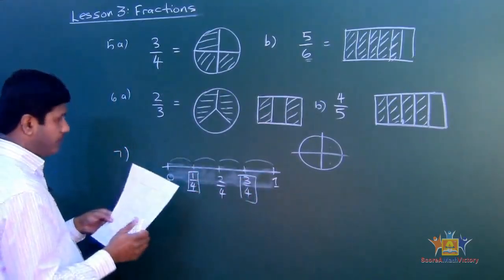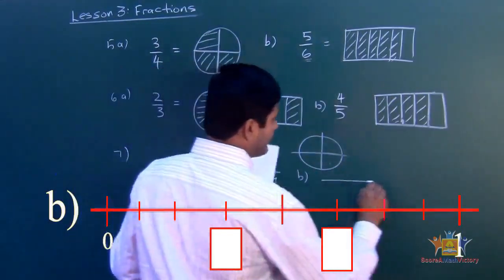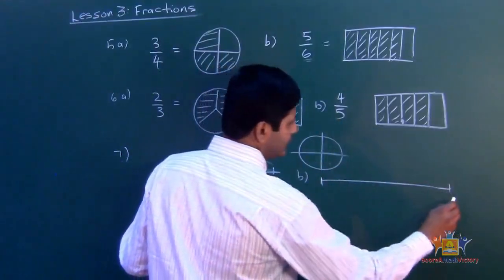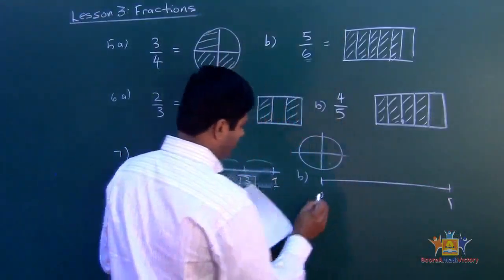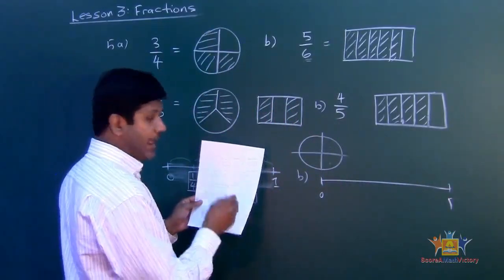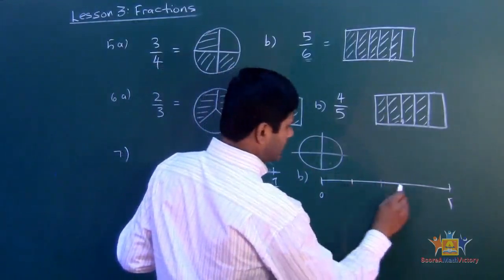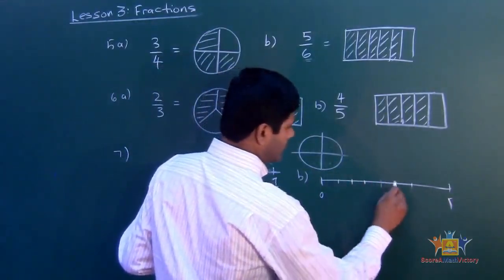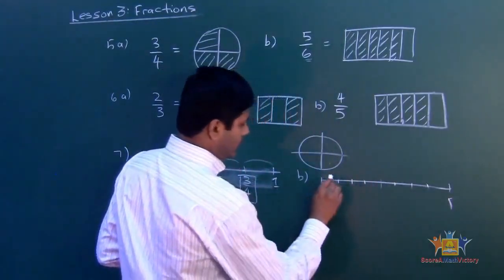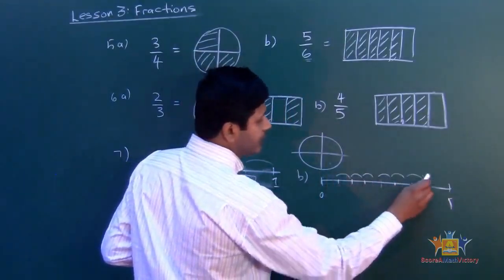Okay? So let's look at B. So B, this time they didn't give us anything, they just give us a line. This is 1 and this is 0, and find out how many parts it has been broken up into. 1, 2, 3, 4, 5, 6, 7, 8 sections, 8 parts. Alright, so 8 parts.